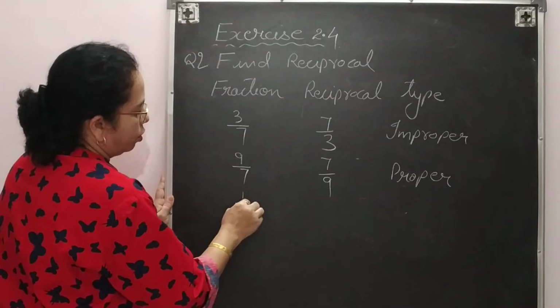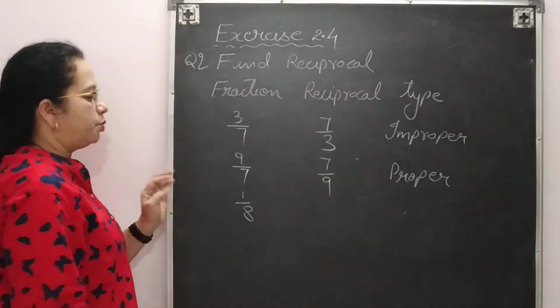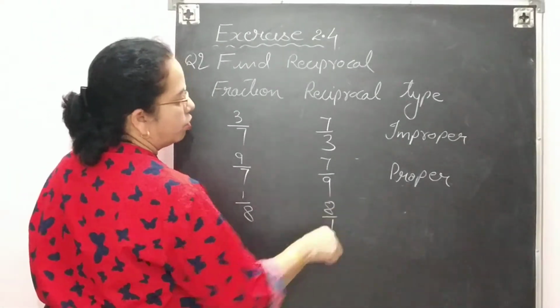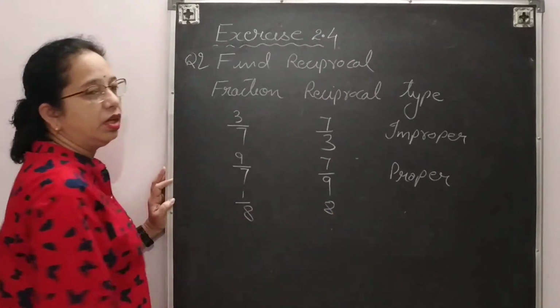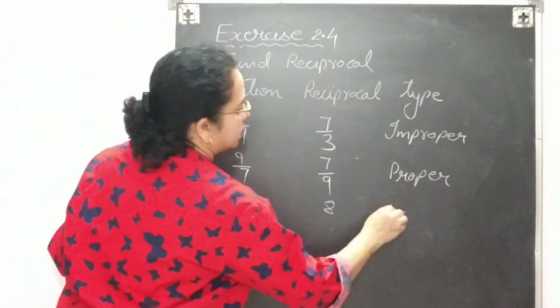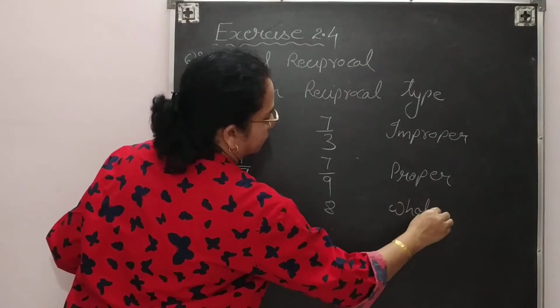Let us take one more question. 1 upon 8. What is the reciprocal of 1 upon 8? 8 upon 1. What is the meaning of 8 upon 1? Only 8. And what about this? This is a whole number.